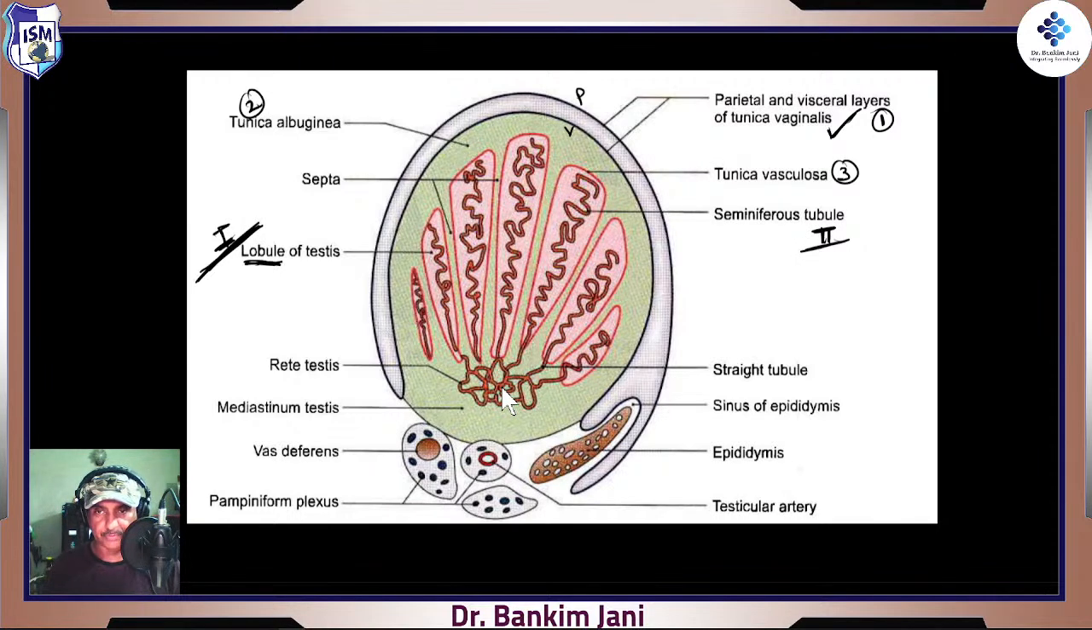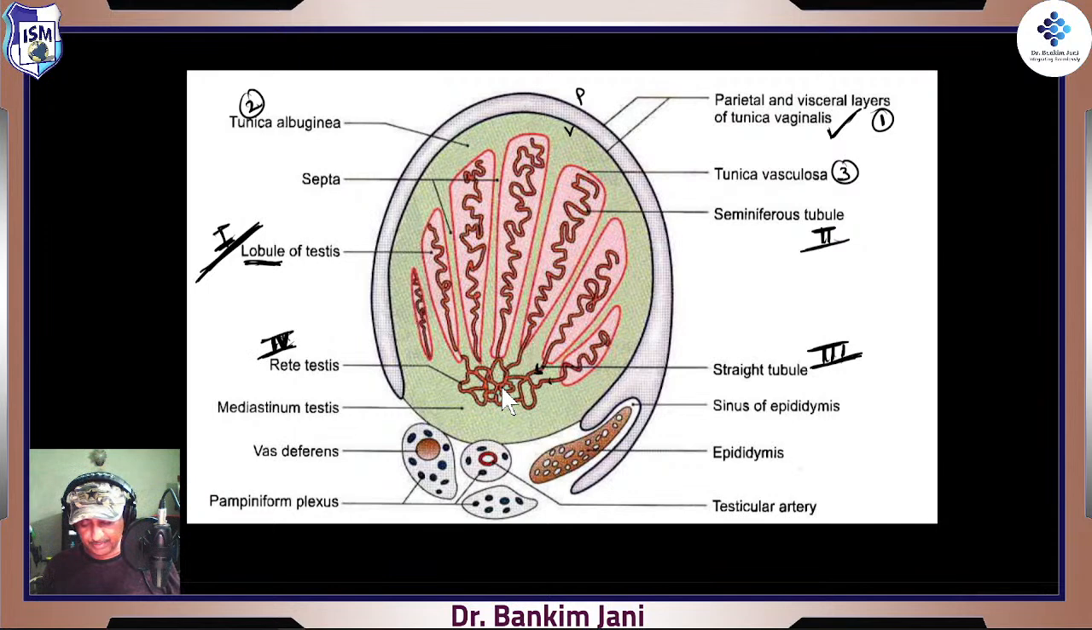They form sperms. Then these tubules come out of the lobule, see, they are coming out over here. So now they are called the straight tubule. That's the third point. Then these straight tubules once again unite, and they form what is called the rete testis, right? So that is number four.